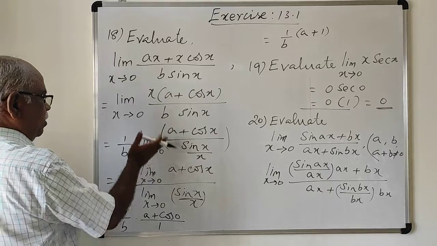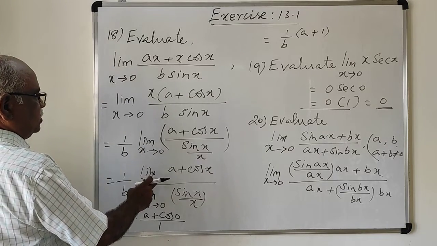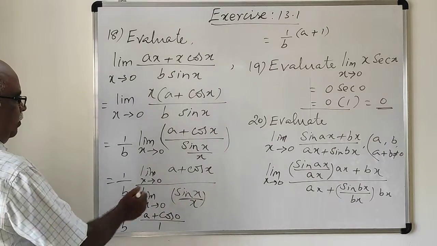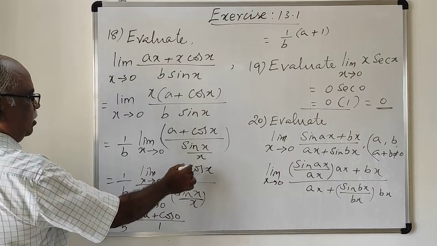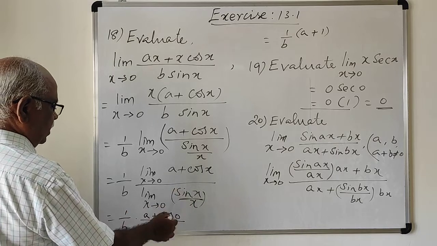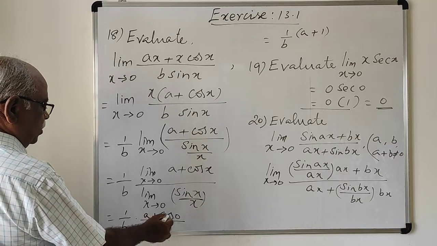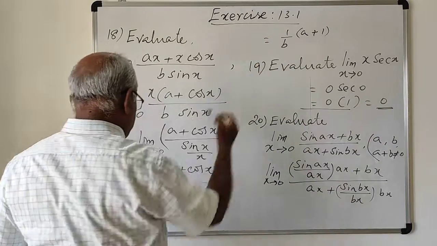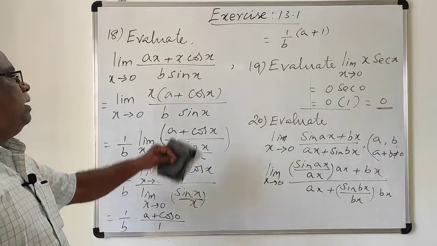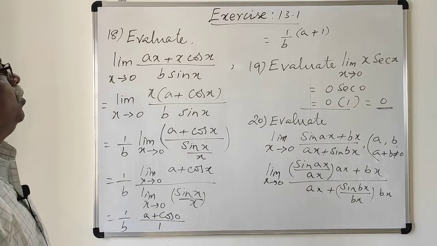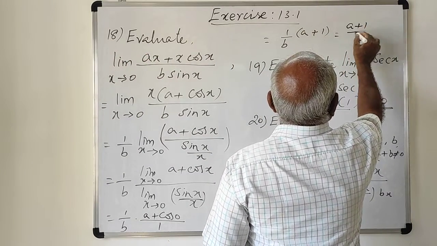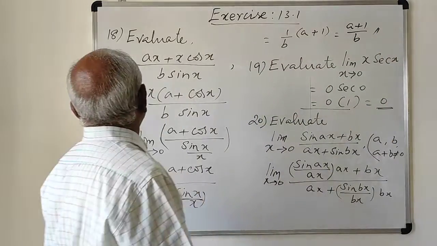Again apply the limit to both numerator and denominator separately, that is equal to 1 by b into limit x tends to 0 of (a plus cos x) by limit x tends to 0 of (sin x by x). Applying the limit in the numerator, 1 by b into (a plus cos 0), and limit x tends to 0 of sin x by x is 1, by property. Cos 0 is 1. Dividing by 1, it is a plus 1 only. So 1 by b into (a plus 1), or (a plus 1) by b. That is the answer for problem 18.